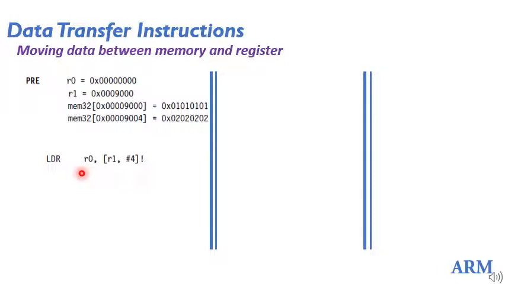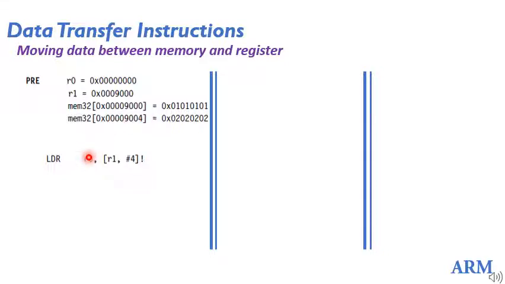So what will be the output of this instruction? First it is pre-indexing, so first the address of the memory location is computed as R1 plus 4. So R1 is 9000 plus 4 is 9004. So the memory location of our interest is 9004. The content of this memory location is 02020202. So this value is to be loaded into R0.